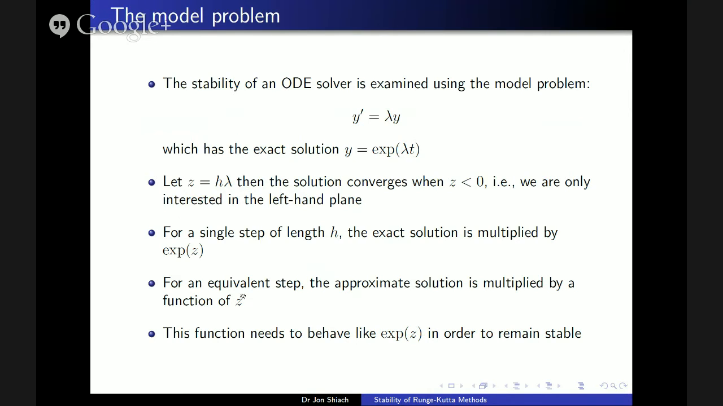For an equivalent step of length h, our approximate solution is multiplied by some function of z. We want this function of z to resemble the exponential function. So that's what we do. We're comparing it against this exponential function, and if it does behave like the exponential function, we can say that our scheme is stable. At all times we're using the model problem. The model problem has the solution of an exponential function, and we want our numerical method to also behave like that exponential function.